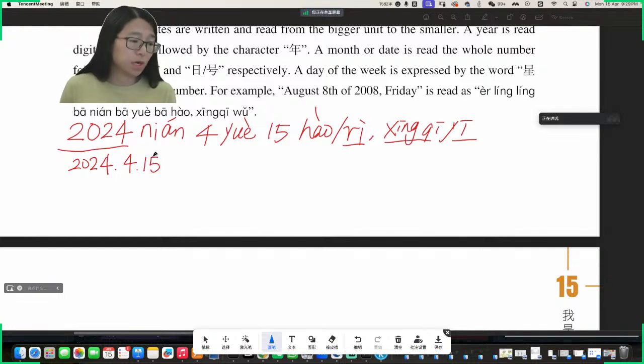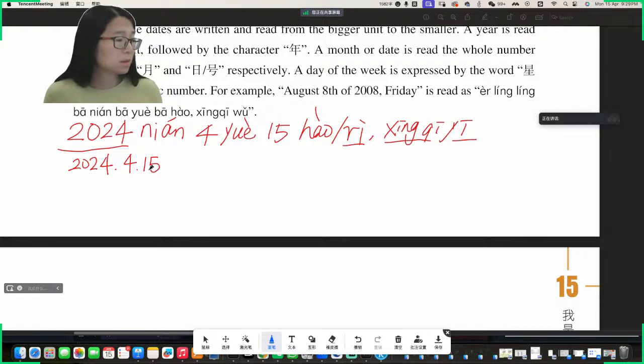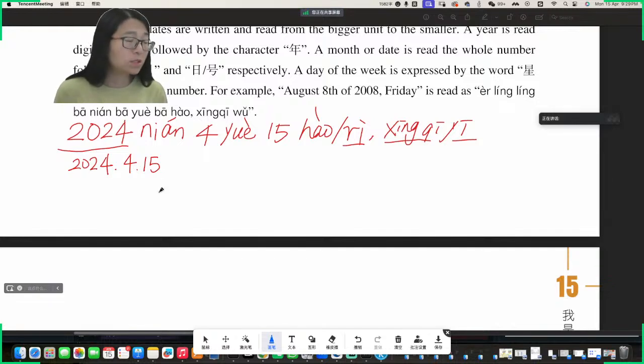If you live in China, you will notice how Chinese people write the date. At the end of a letter, you can write the date like this, and people will understand you very well. When you fill in a form in China, you always write from the bigger unit to the smaller ones, like this.